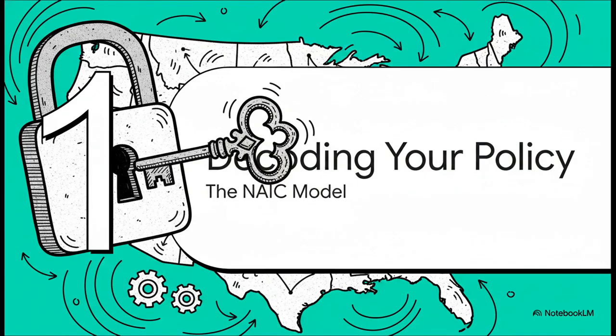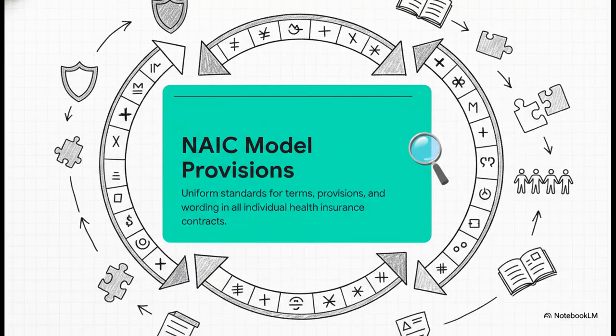Well, it turns out there's a standardized model, a kind of template, that almost every state has adopted to bring some order to the chaos. And that model is our key to understanding everything that comes next. This is basically the decoder ring. It's called the NAIC Model Provisions. The National Association of Insurance Commissioners, or NAIC for short, created this model law to make sure the language in health policies is consistent and fair. It means that no matter who your insurer is, the basic rules of the game are surprisingly similar.